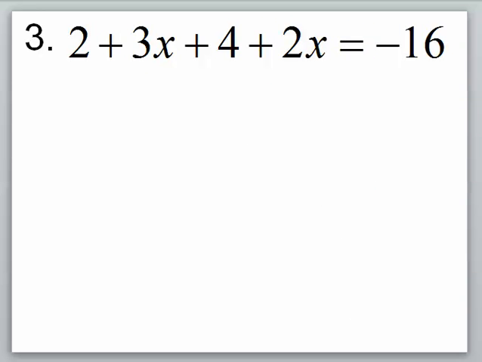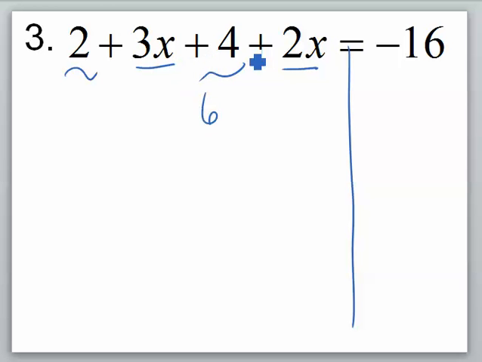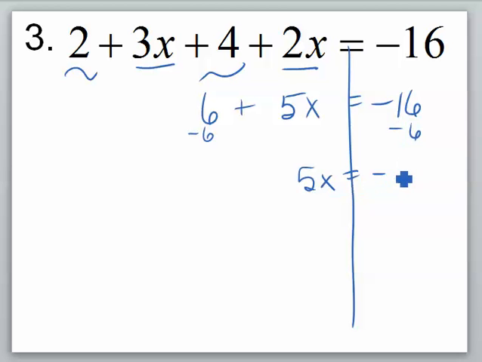Number 3. All my variables are on the left-hand side, so I'll combine my like terms. Put together 2 plus 4, which is 6. And I can put together the 3x and the 2x, which gives me a 5x. We'll move the positive 6 to the other side by putting a negative 6 on both sides. A negative 16 and a negative 6 gives you a negative 22. Then we divide by 5. 5 doesn't go into 22 evenly, so we'll just leave it negative 22 fifths and be done.